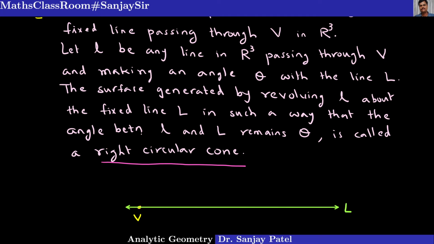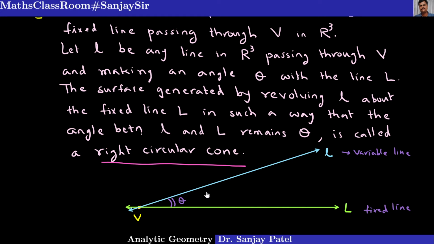Now we take another line in R3 so that the angle between this line and the fixed line remains theta. So let me consider this line small l so that the angle between the two is theta. Now we revolve this line l about this fixed line capital L in such a way that for all the positions of the line small l, the angle between this variable line and this fixed line remains constant. As a result, we get a surface like this.